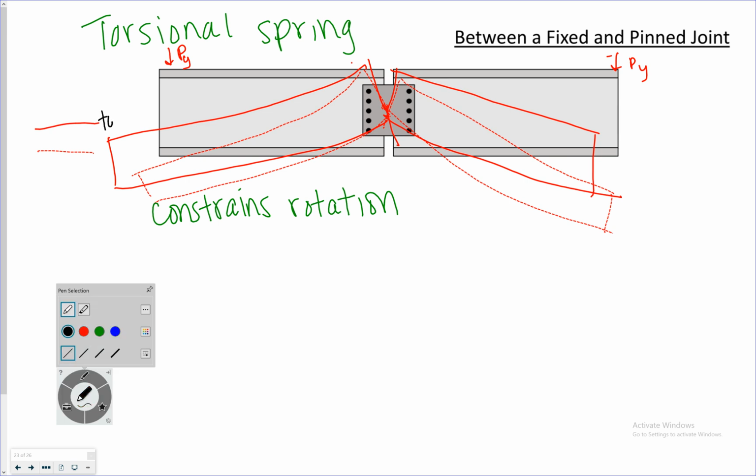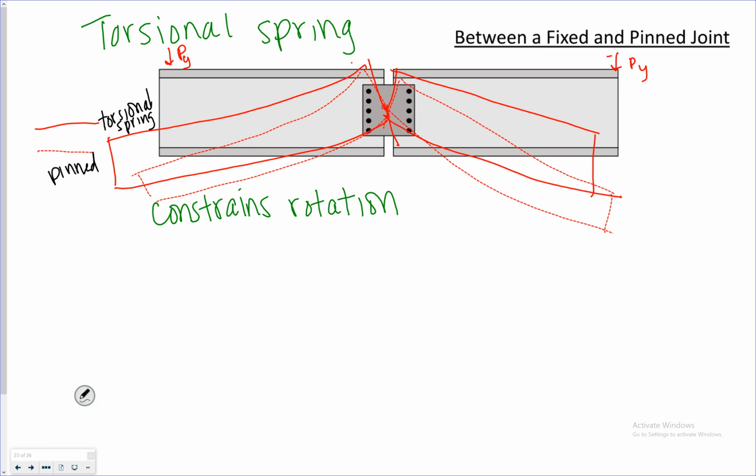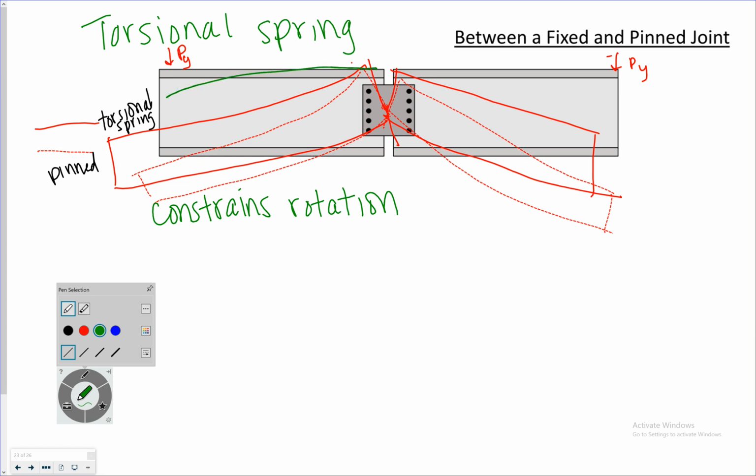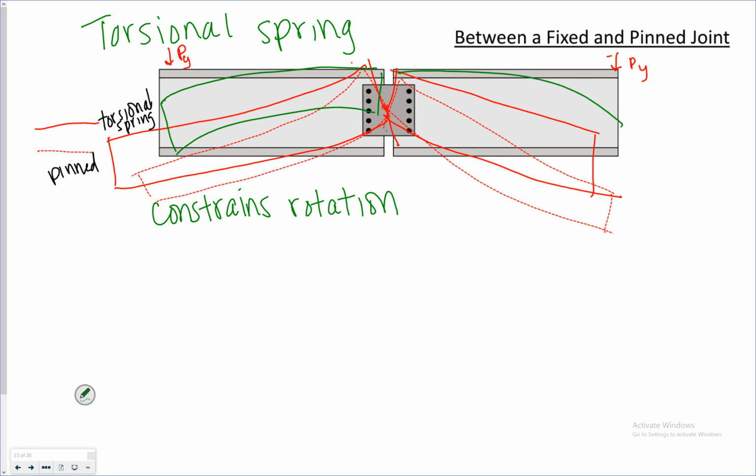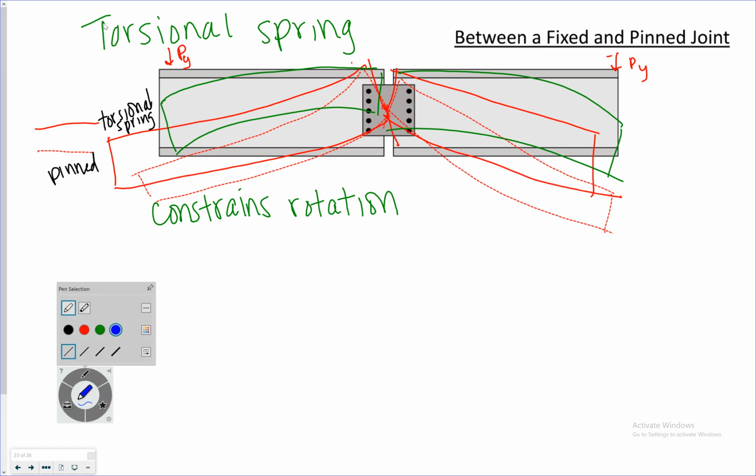Right, this is my torsional spring displaced shape, and this dotted line is my pin. Versus if I had a fixed beam, right? A fixed joint, it would look a little bit like that. I would have no rotation, right?